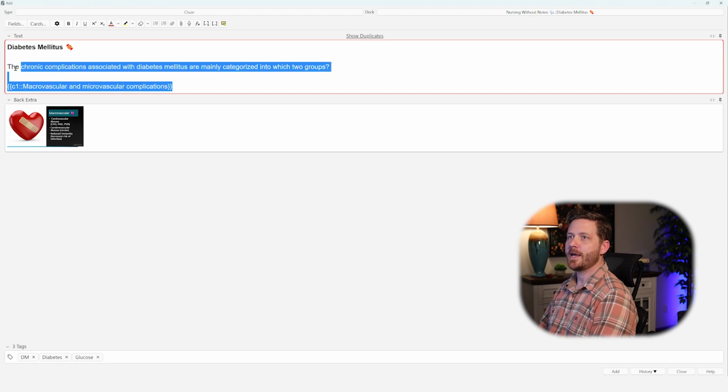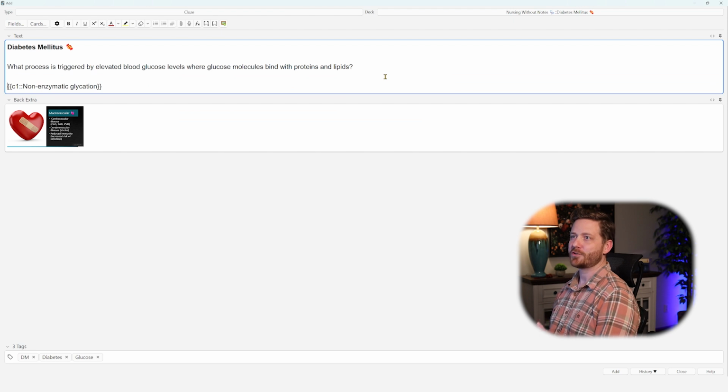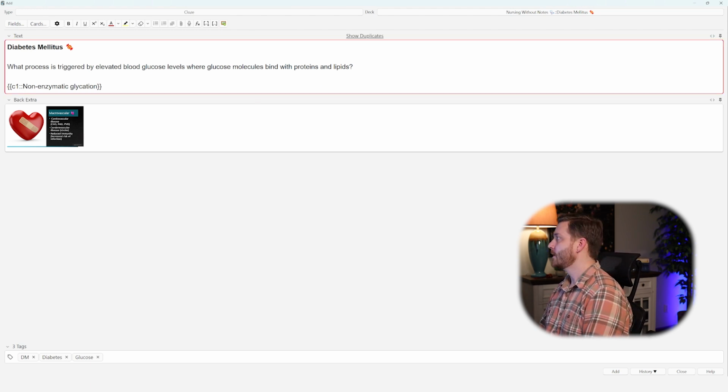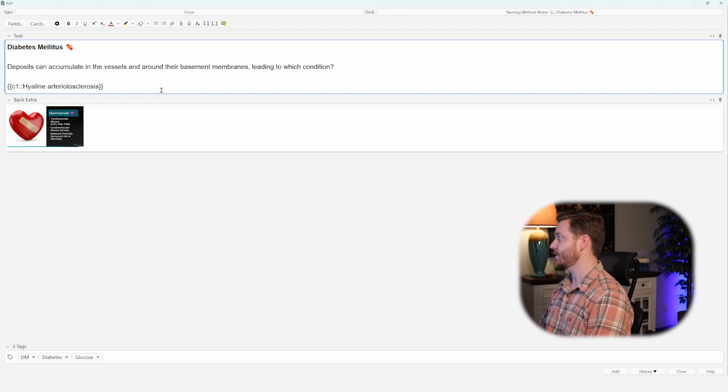And I also want to add in these more technical cards too. What process is triggered by elevated blood glucose levels where glucose molecules bind with proteins and lipids? This is that non-enzymatic glycation. Deposits can accumulate in the vessels and around their basement membranes, leading to which condition? This is hyaline arteriosclerosis. This is what's causing a lot of these complications, is that all these vessels are getting blocked off, causing major complications.